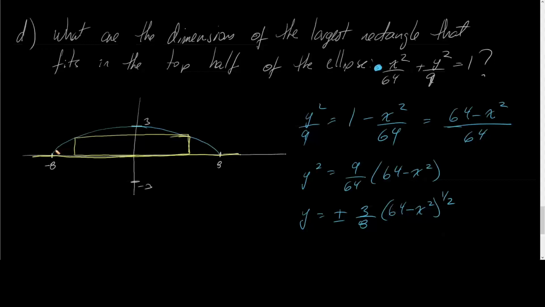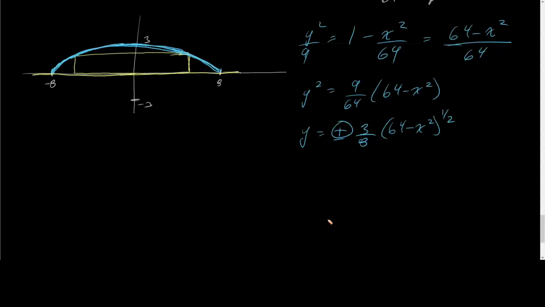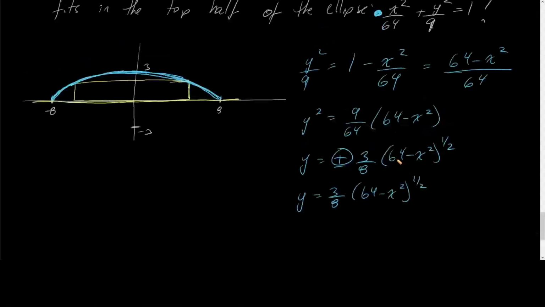But I'm looking for this piece that's on top. This piece on top of the ellipse here, that is represented by the positive version of this y value. So we're going to say here y is equal to 3/8 times 64 minus x squared to the 1/2. Notice that what we essentially found here is the constraint. Why is that the constraint? Well, because we must be within the ellipse, right? Within the top half of the ellipse. That's our constraint. We must be within this ellipse.